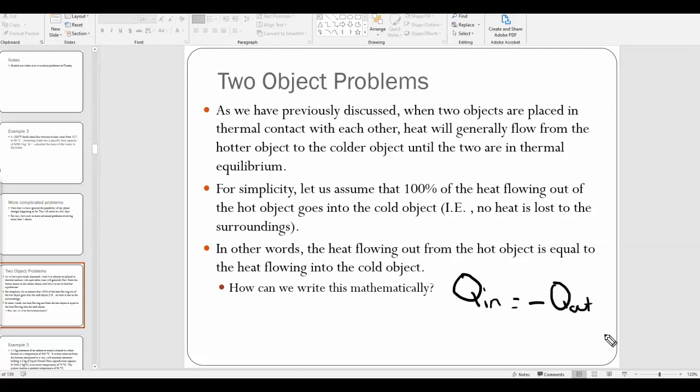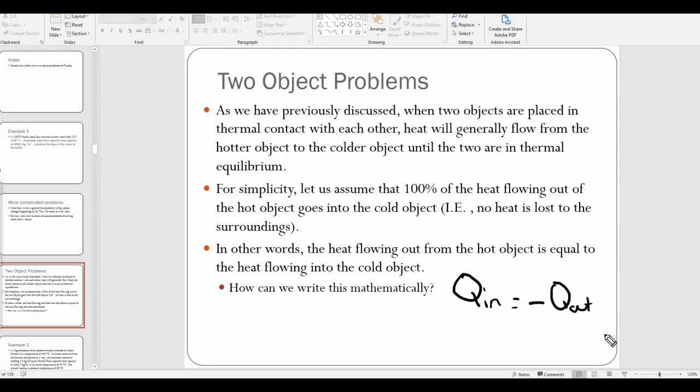And so that means you can think of it like you have mc delta T on the left and you have mc delta T on the right. And it's two different equations because there's two different objects. Okay, now Q in, you're usually talking about the object that the heat is going into, and Q out, you're usually talking about the object that's losing heat.